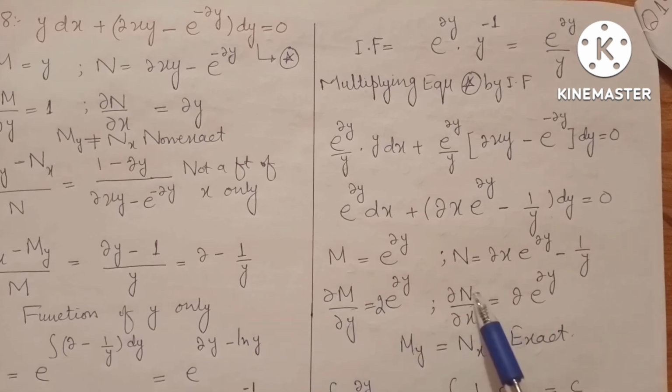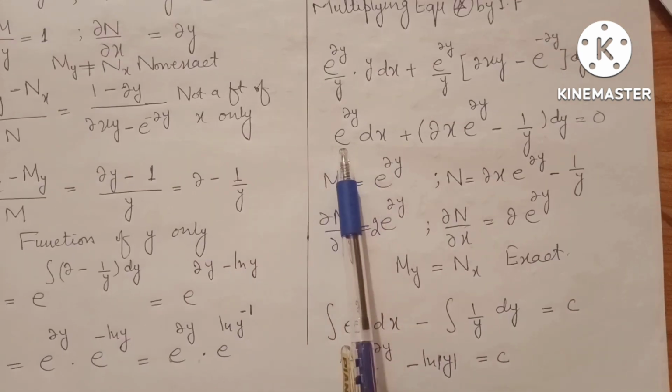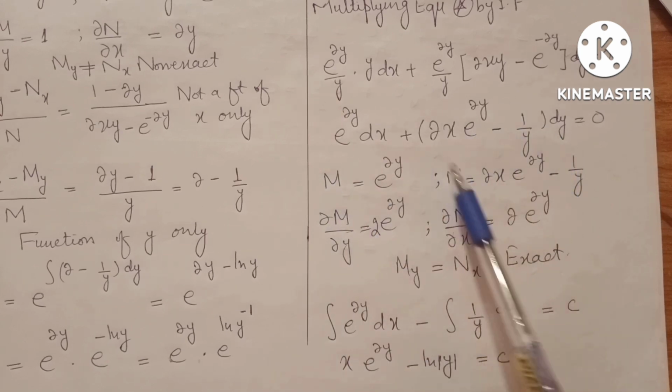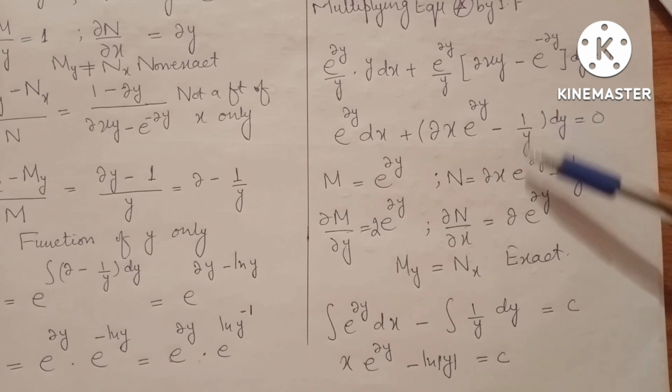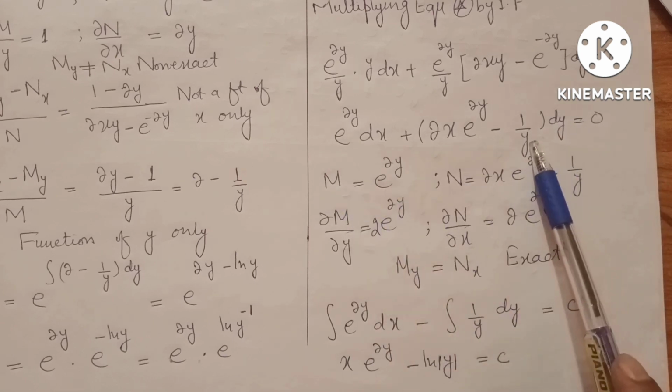∂M/∂y is equal to ∂N/∂x is equal to 2e^(2y). So the equation is exact, and we will apply the method which is used to solve the exact equation. We will integrate M and integrate those terms of N which are free from x. This is the only term, minus 1/y, in the N which is free from x. So we will integrate e^(2y) and minus 1/y.